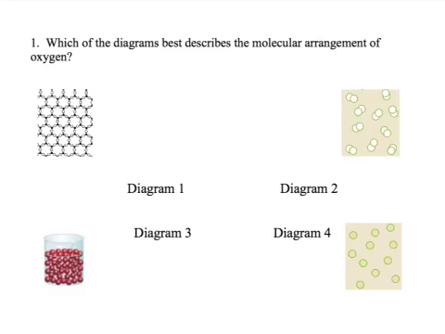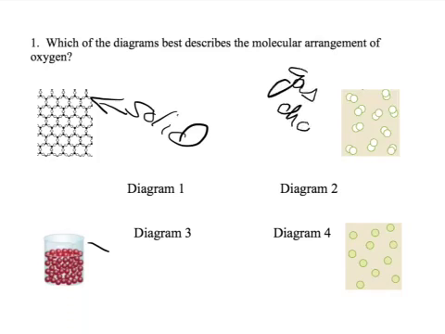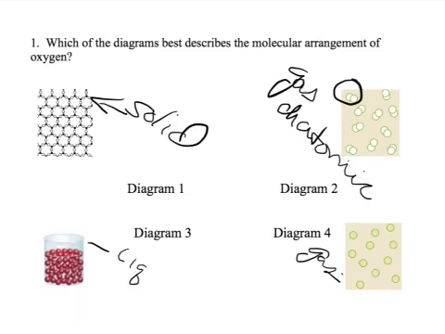Okay, which diagram best describes the molecular arrangement for oxygen? Diagram 1? Well, in diagram 1, this is probably a solid. What is a solid? Diagram 2 is a gas, and it's a diatomic, which means there's two of the same atoms bonded together. This one's a gas too, and this one's a liquid.